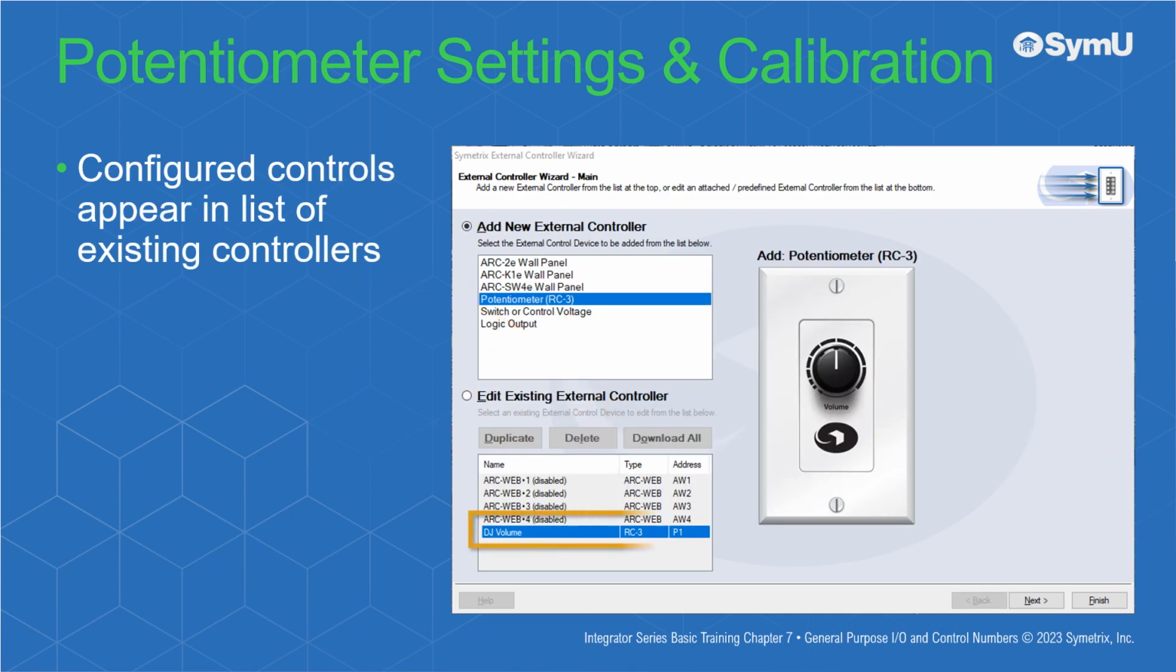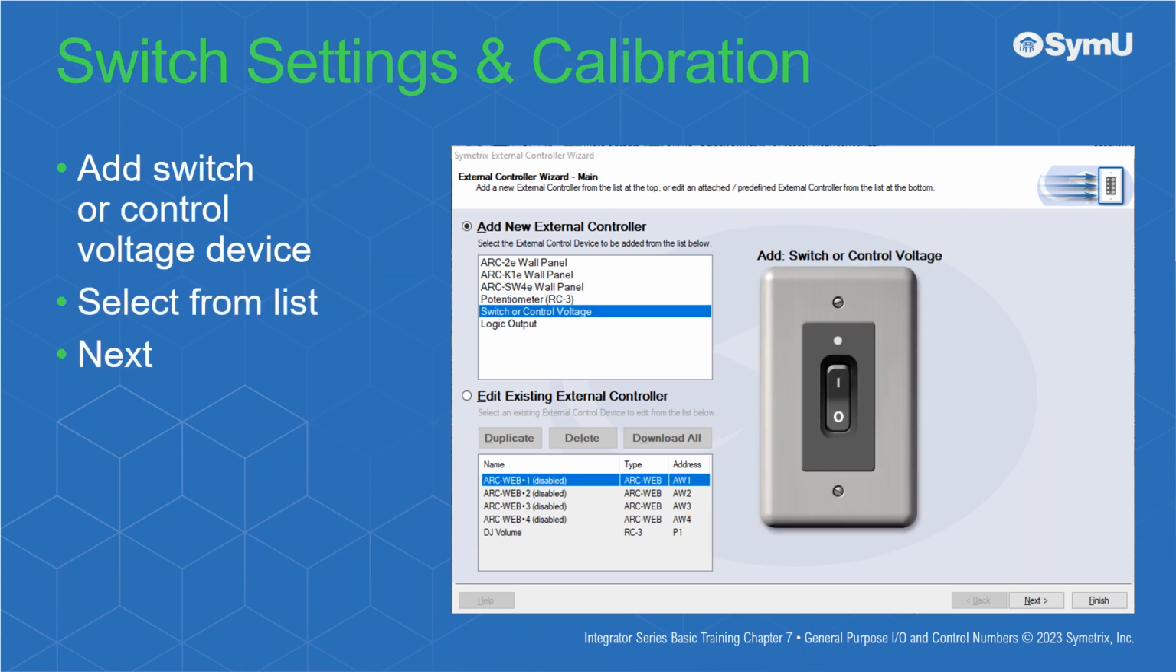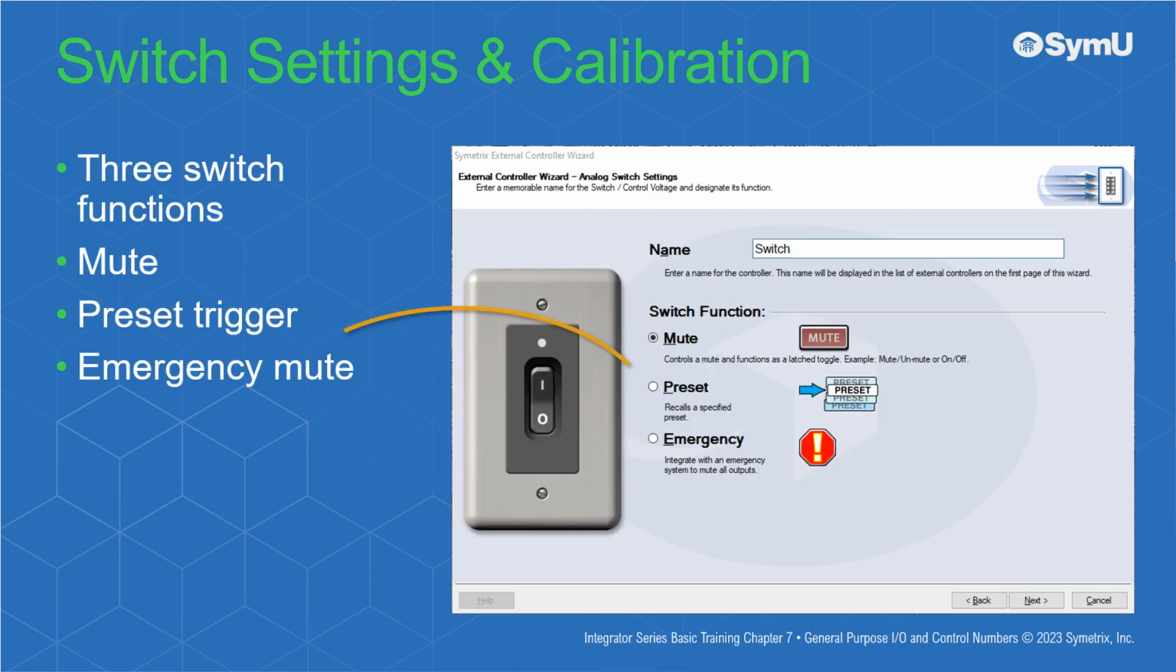Once programming is complete, the RC3 potentiometer will appear in the Edit Existing External Controller field. To add a new switch or control voltage device, select this option in the Add New External Controller field and continue. There are three switch function options available: mute, preset triggering, and an emergency mute. Naming of the control is possible as well.